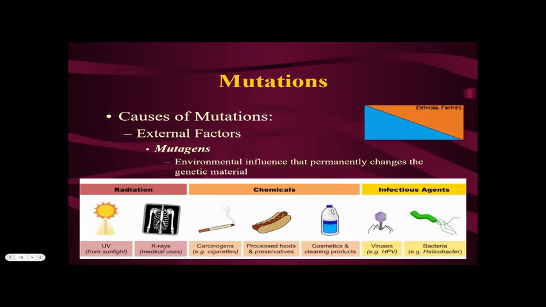Now, there are different causes to mutations. And one cause would be an external factor that causes a change in the DNA. When that happens, that external factor is called a mutagen. That's usually some environmental influence that permanently changes the genetic material. And here's some examples. Radiation, like ultraviolet radiation from the sun, X-rays, different chemicals, even different infectious agents like viruses and bacteria, all have the potential to mutate an organism's DNA.